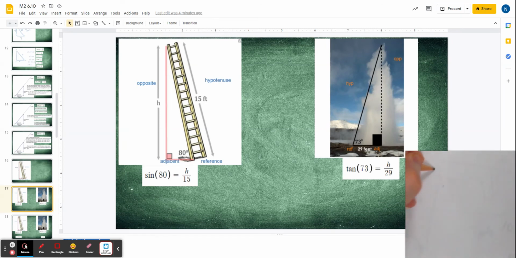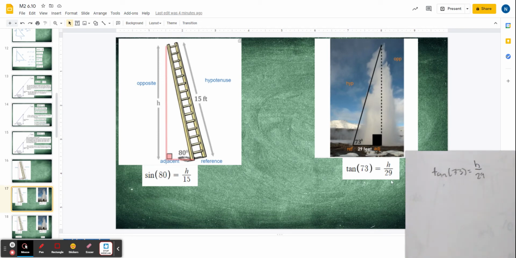So we have tangent of 73 is equal to h over 29. 73 is our reference angle, and we want to know the opposite side, and we know the adjacent, so we're using tangent since tangent is opposite over adjacent. Our height there is h, and our adjacent side is 29.